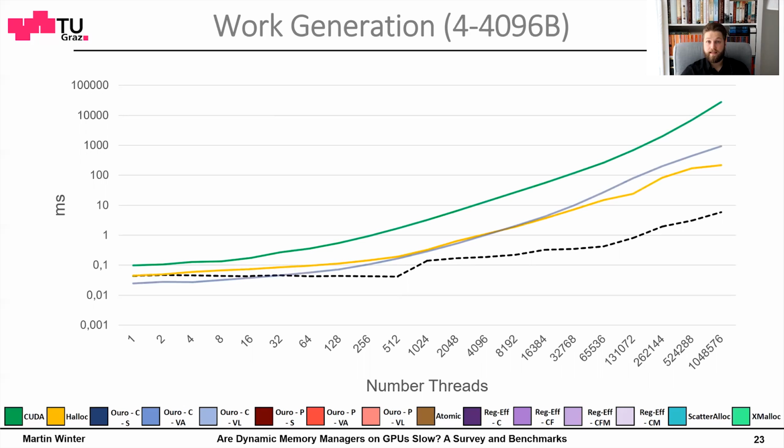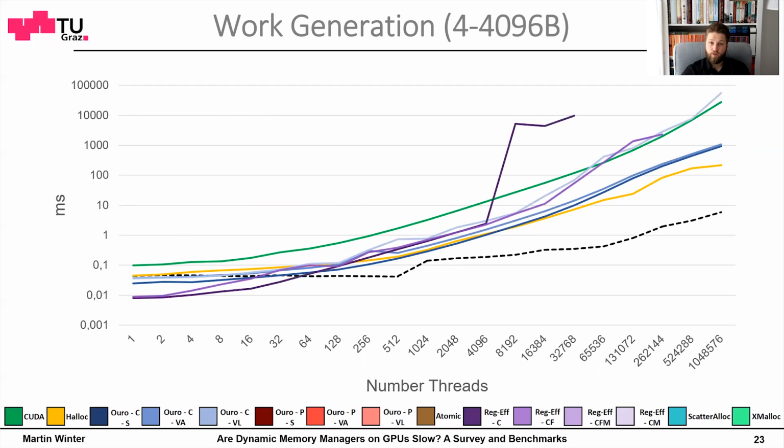The approaches that are clearly slower for reasonable numbers of threads include CUDA, HALOCK, chunk-based Oroboros, all variants of RegF, as well as XMalloc. These only stay close to the canonical version for very small thread counts and fall significantly behind for 10,000 threads and more.